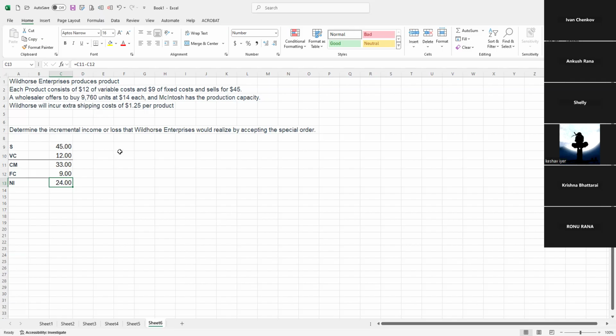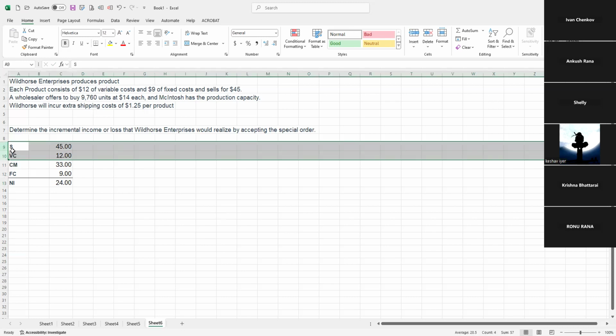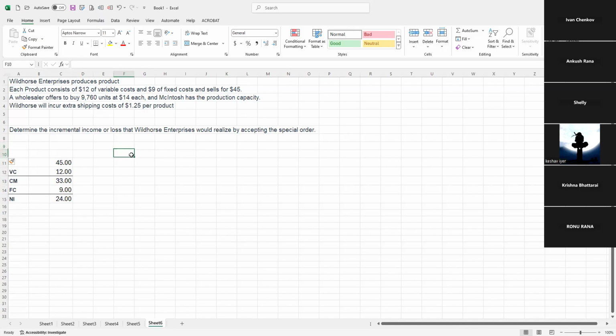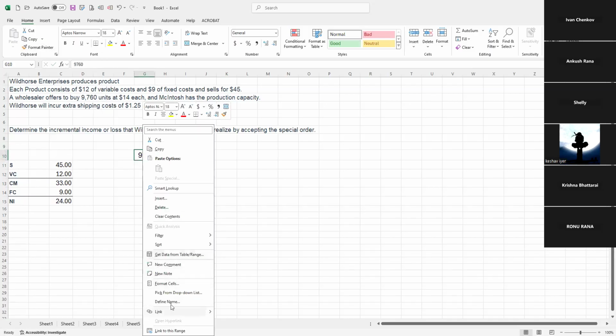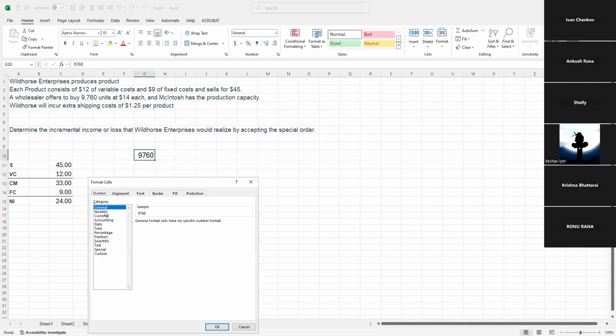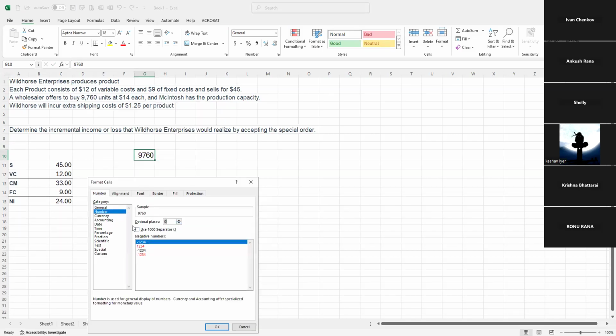Now the wholesaler comes and says, hey, can you produce for me 9,760 units? They want that many units. The question is, can we produce them? How much are they paying per unit? $14.